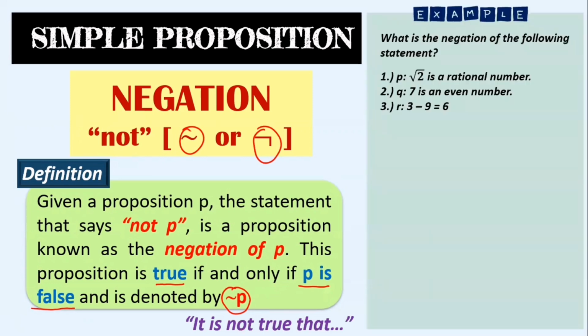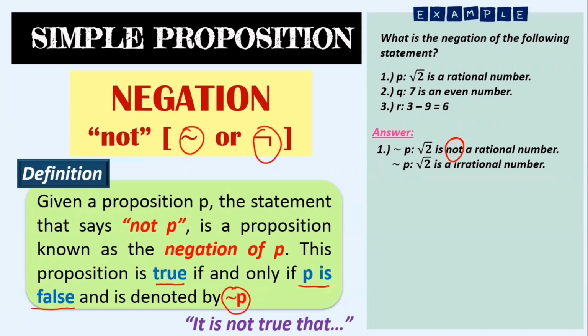Example. What is the negation of the following statements? Propositions P, Q, and R. Number 1, the negation of P, we can say square root of 2 is not irrational. We use the word not. Another option, we can say square root of 2 is an irrational number, the opposite of rational. Or we can say, it is not true that square root of 2 is a rational number.